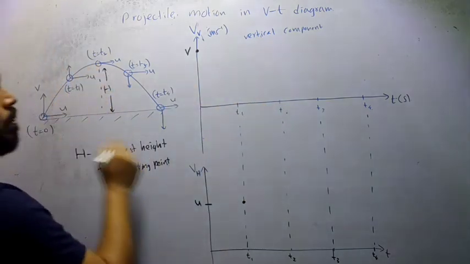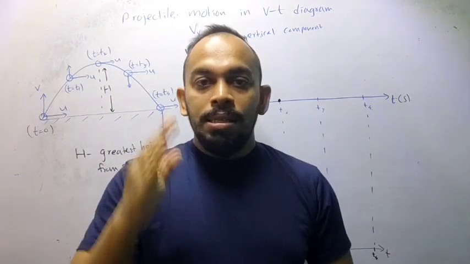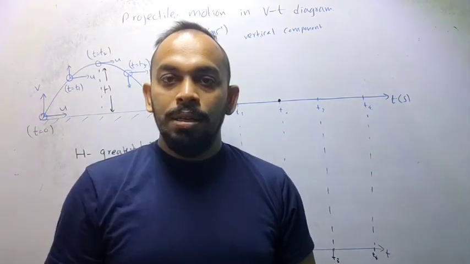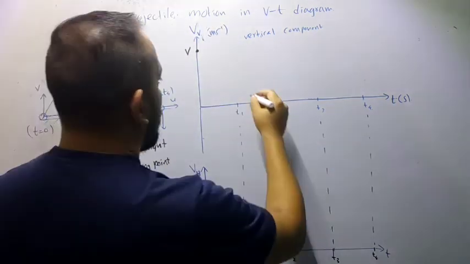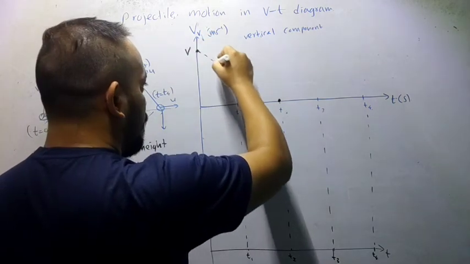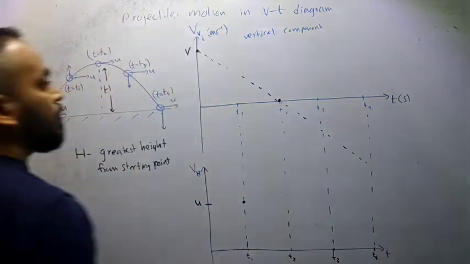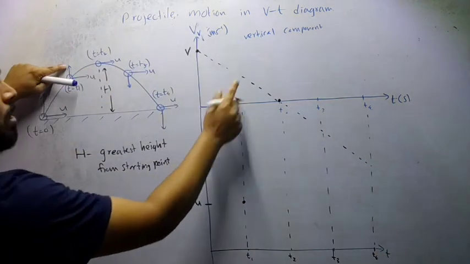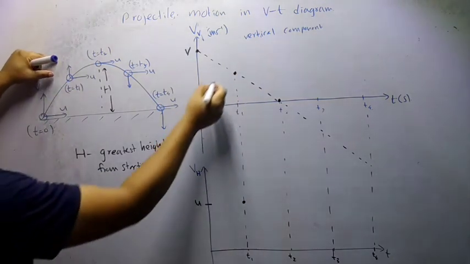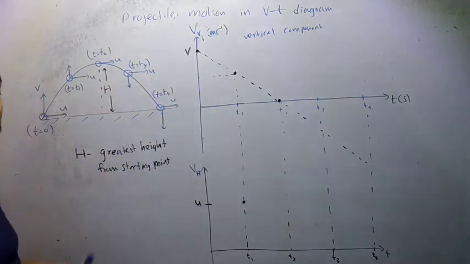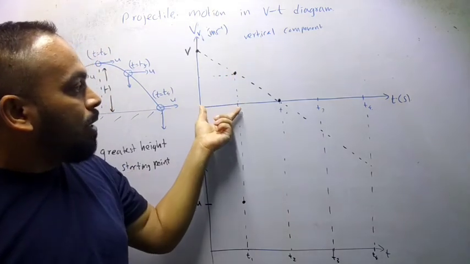Right. Vertical component 0. So I will mark that. The reason is that acceleration is constant in the vertical direction, so this should be a straight line. After marking these two, I can draw it. So for T1 the point is here. If you want, you can find the velocity at that point.